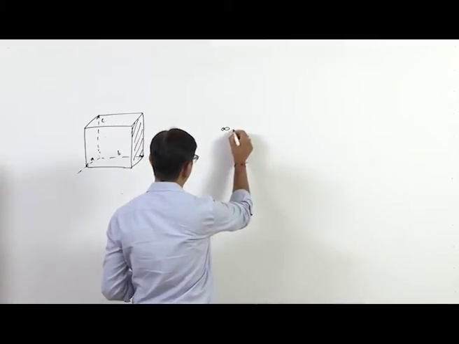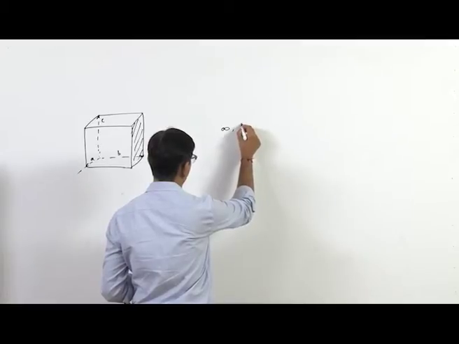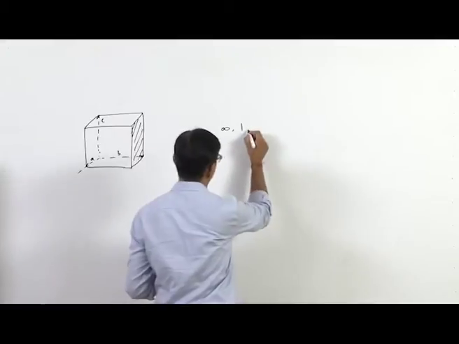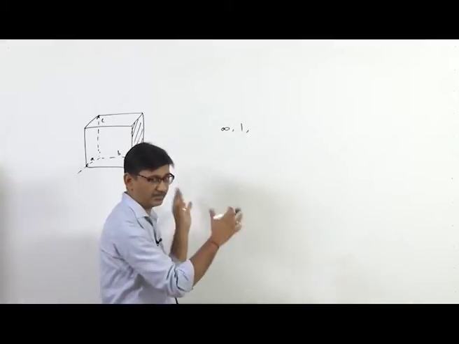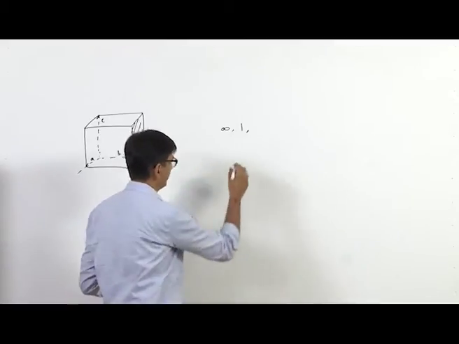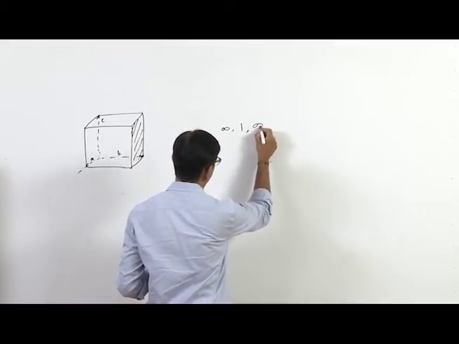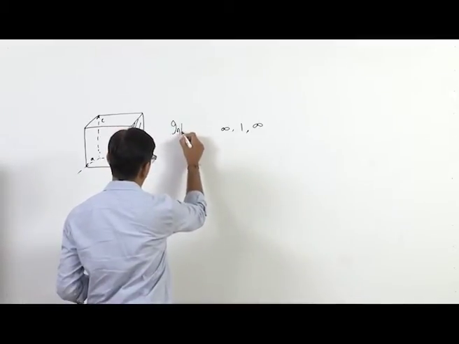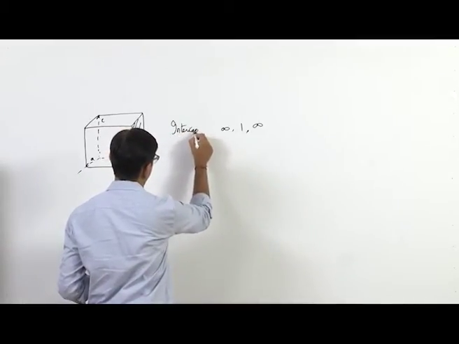In case of B, the intercept will be at 1 unit distance, and in case of C, it will again be infinity. Right now I am putting commas because I am not giving the final indexing of the planes. So, these are my intercepts.